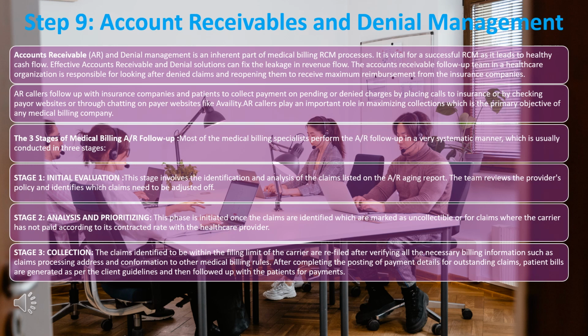The 3 stages of medical billing AR follow-up. Most of the medical billing specialists perform the AR follow-up in a very systematic manner, which is usually conducted in 3 stages. Stage 1, Initial Evaluation. This stage involves the identification and analysis of the claims listed on the AR aging report. The team reviews the provider's policy and identifies which claims need to be adjusted off. Stage 2, Analysis and Prioritizing. This phase is initiated once the claims are identified which are marked as uncollectible or for claims where the carrier has not paid according to its contracted rate with the healthcare provider.